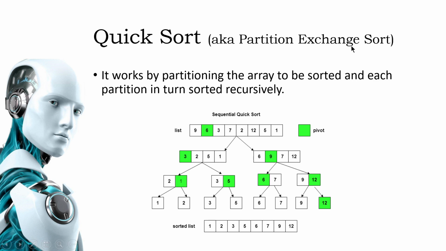So quicksort is also known as partition exchange sort. We call it partition exchange sort because it does some partitioning, and after splitting into two, it is actually sorting while partitioning. That is the reason behind this name. It works by partitioning the array to be sorted, and each partition is in turn sorted recursively. So it's like merge sort, but without two functions. It's doing it in the same process.